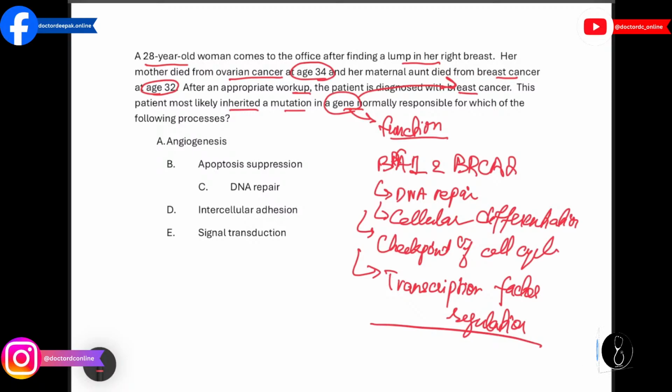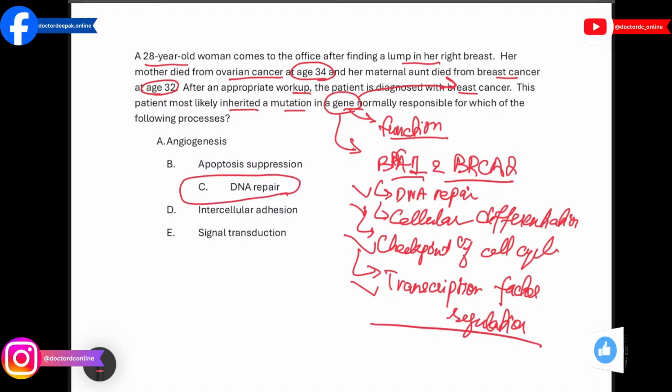Actually, first in diagnosis the case is a hereditary breast cancer, and the genes responsible for hereditary breast cancer are BRCA1 and BRCA2, and these have the functions of DNA repair, cellular differentiation, checkpoint of the cell cycle, and transcription factor regulation. In these options, the right answer is DNA repair, because in that question we have to tell the function of the gene that is responsible for hereditary breast cancer.